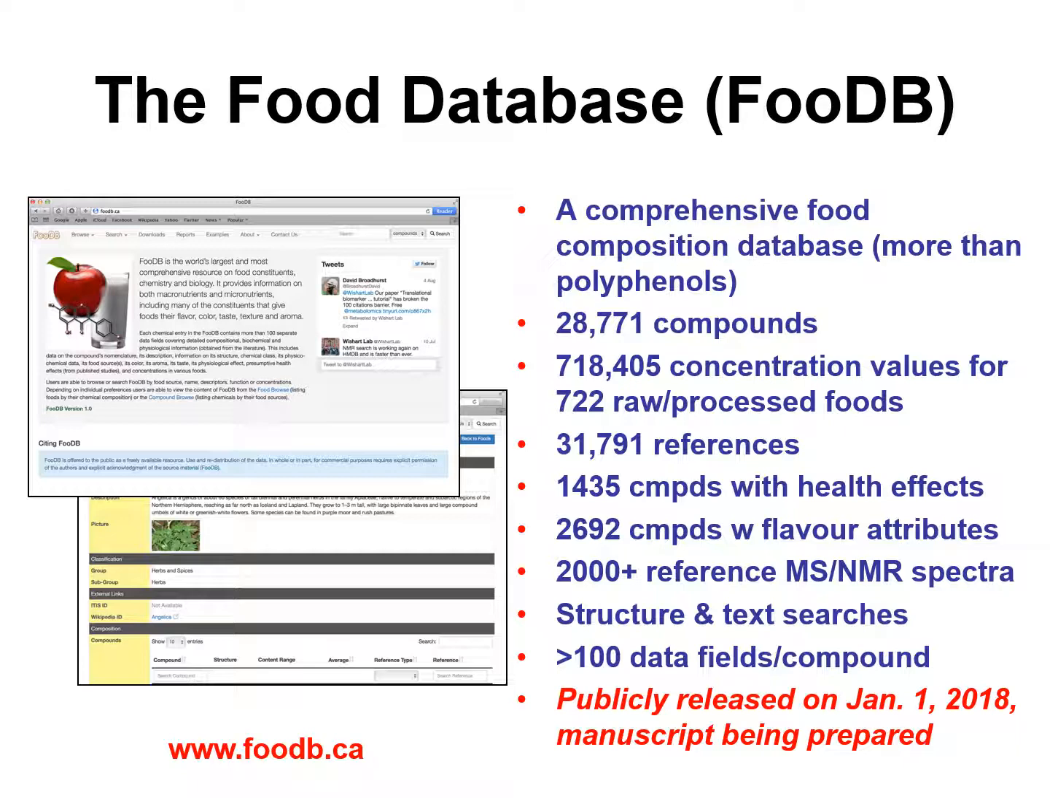Right now, the database contains almost 30,000 different compounds, including lots of concentration values, lots and lots of reference information, lots of relationships between compounds and their health effects and their flavor attributes. But just like HMDB and Drug Bank, we've also included lots of referential spectra.